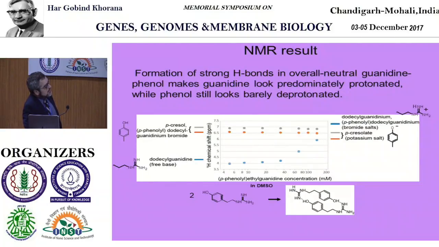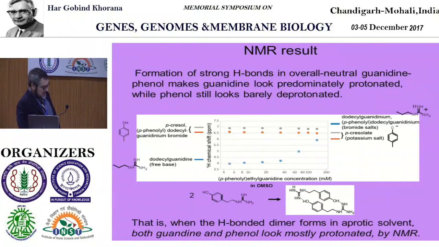So measuring the NMR spectrum there, at low concentrations, the NMR signal from these guanidines is where I showed you before. It's very close to 4. As you go to the highest concentrations, it starts to approach the NMR signal for the protonated dodecyl guanidine bromide. Meanwhile, although it reaches almost 2/3 of the way to that at about 100 millimolar, the change in the paracresol signal goes only a fraction of the way towards its values in the potassium cresolate salt.